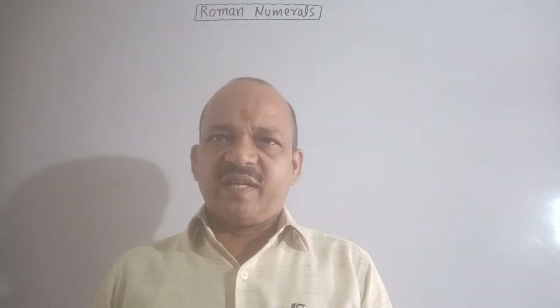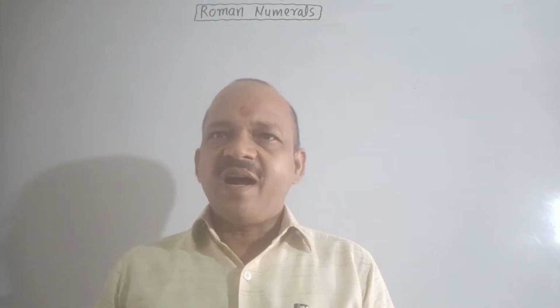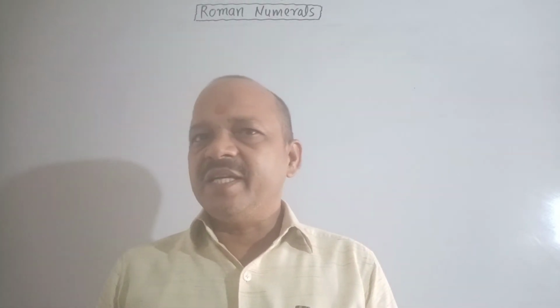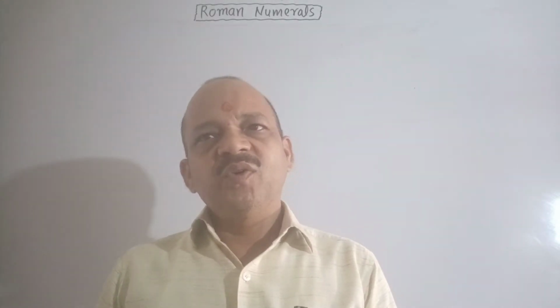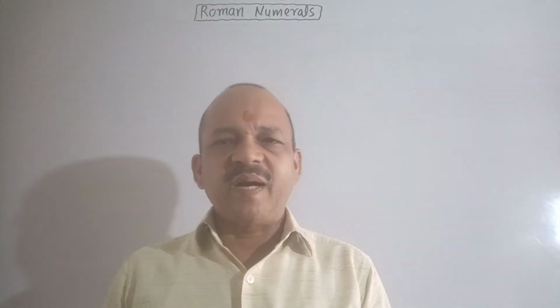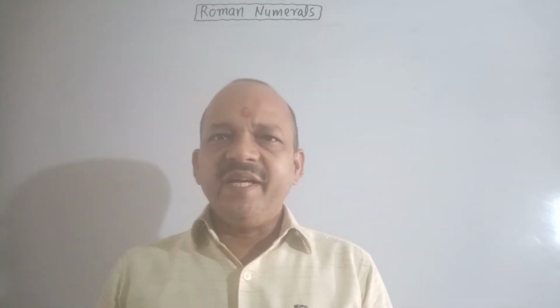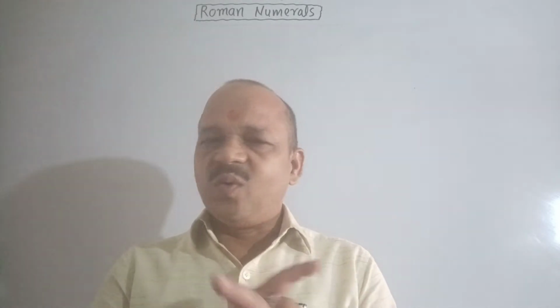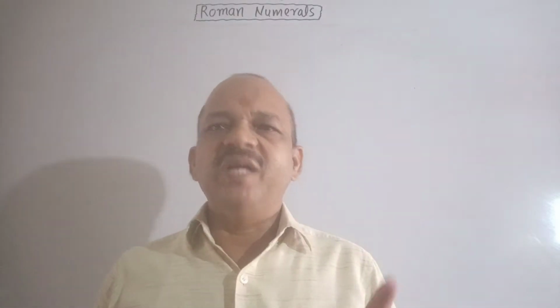Repetition of Roman numerals means addition. A smaller numeral written to the right of a larger numeral is always added to the larger numeral. A smaller numeral written to the left of a larger numeral is always subtracted from the larger numeral. When a smaller numeral is placed between two larger numerals, then it is subtracted from the larger numeral. It is clear, no confusion about it. Very good. See the board.